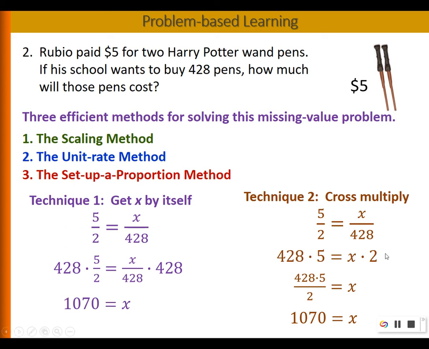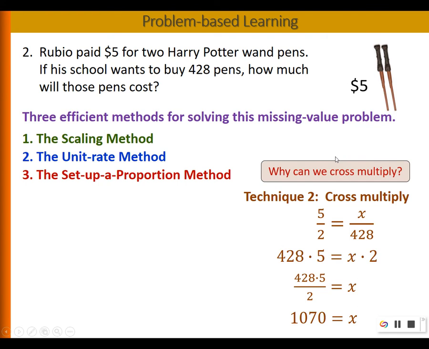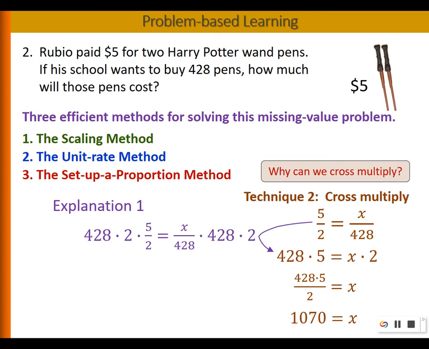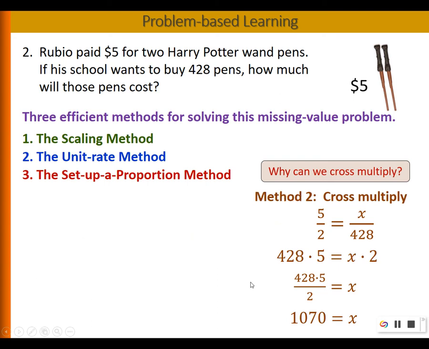Then, as teachers, we need to help our students be able to explain why we can cross multiply. One way of explaining is to think about getting rid of the denominator 2 and the denominator 428. How do we do that? We multiply both sides by 428 and 2. Now, if you do that, on the left-hand side, the 2 cancels with this 2. On the other side, the 428 cancels with the 428. So now what is left is just 428 times 5 on the left side, and the right side is just x times 2.